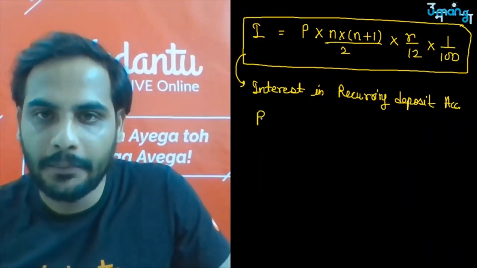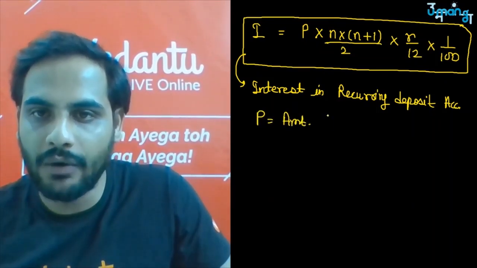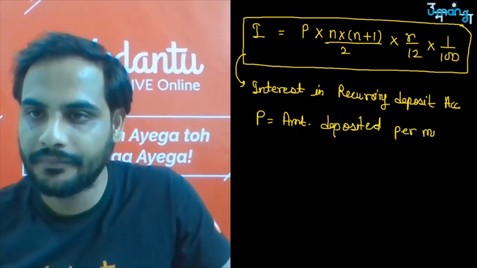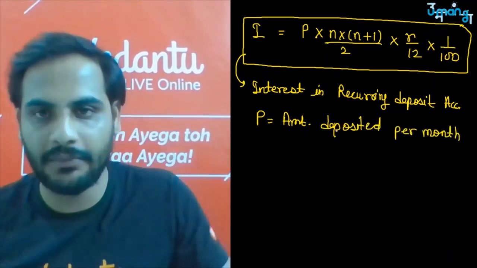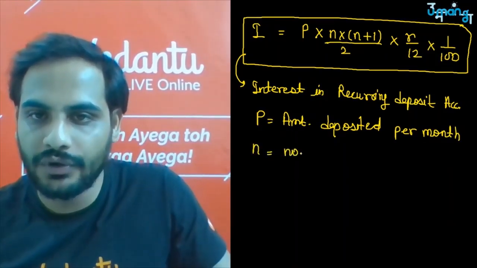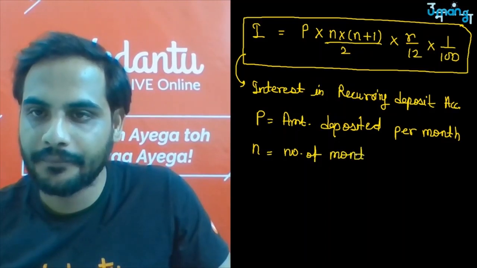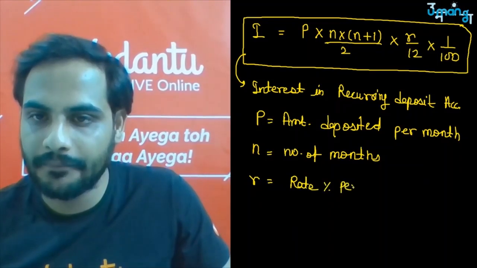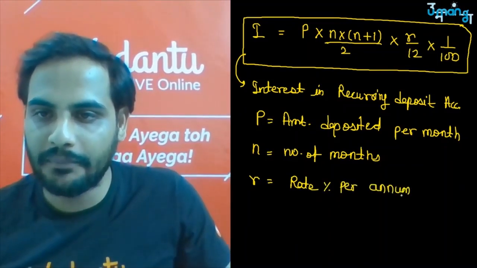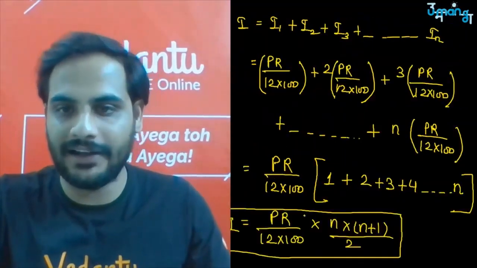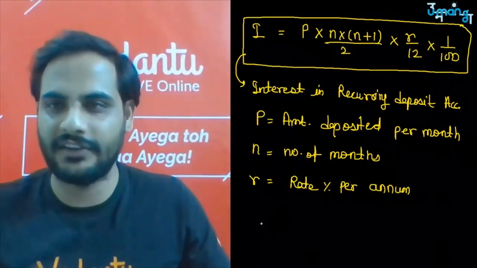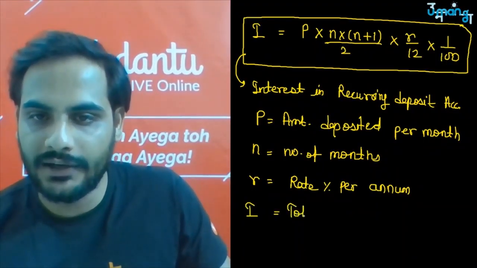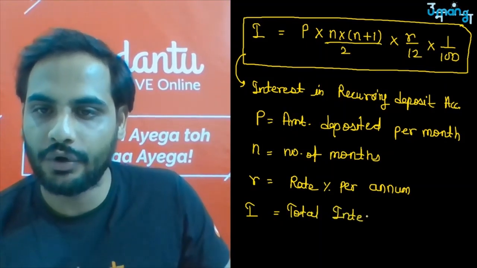So in this formula, P is the amount deposited per month, whatever amount you are depositing per month. N will be equal to your number of months. R is your rate percentage per annum. Excuse me, earlier I was using capital R, now I'm using small r. Same thing. Okay, just change the part. So these are the values which are important here, and I is your total interest.